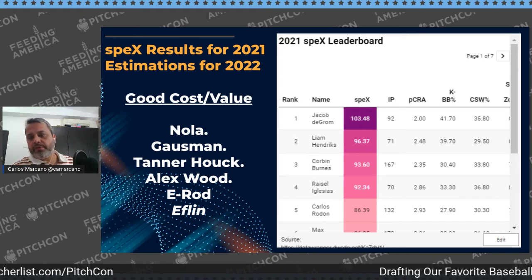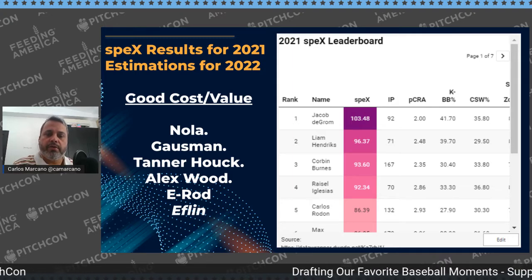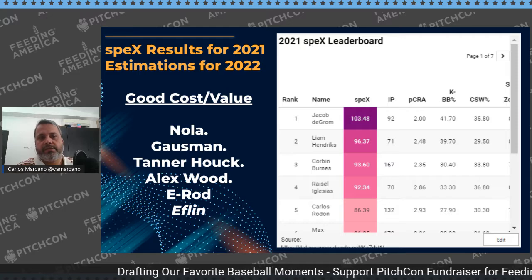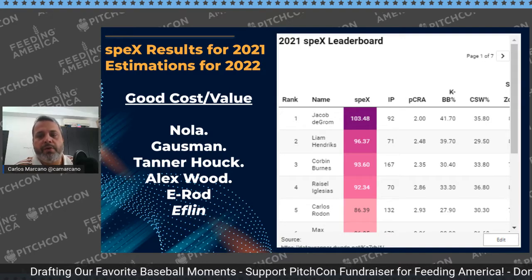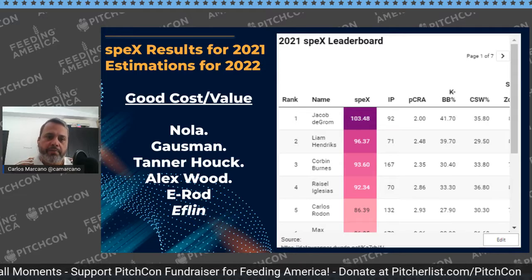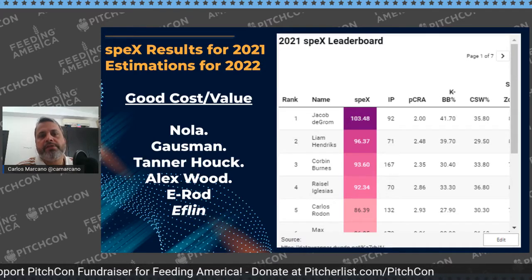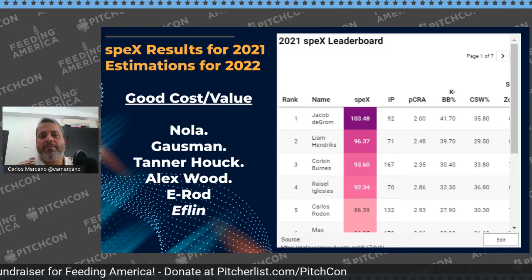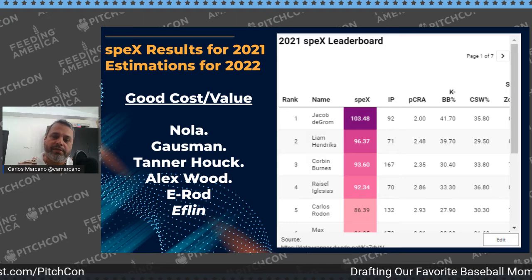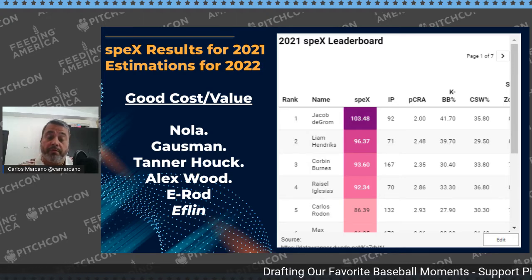I'm going to double down on Nola this year. We all know he has the material to be an SP1, and right now his price point in terms of ADP is really nice. If we can get him into that tier, and for the pricing that he's at now, the return would be great.